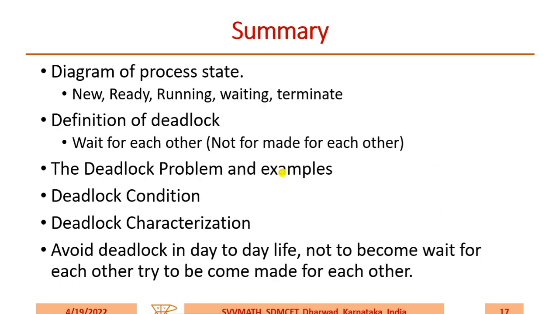And the summary of what we have discussed so far: the process diagram, the definition of deadlock, which is like waiting for each other, so avoid it. The deadlock problem and examples, deadlock conditions, MHNC I told, characterization I told. Avoid deadlock in day-to-day life. Do not become wait for each other, try to become made for each other.